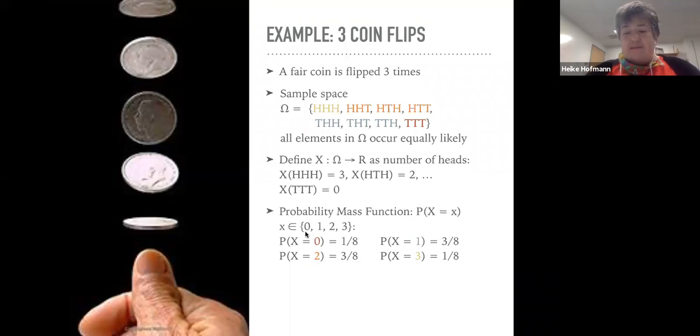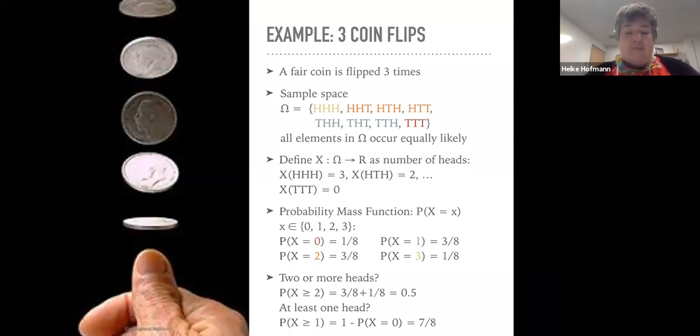So how is that helpful? Now we can assume that we've got events, for example, 2 or more heads. And the probability to evaluate these events is now just a mere lookup of the table values. So probability of x is greater than or equal to 2. So 2 or more heads is this plus this. So 3/8 plus 1/8 or 1/2.